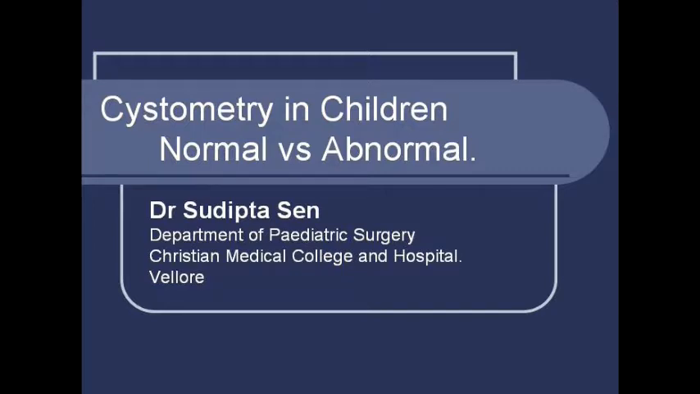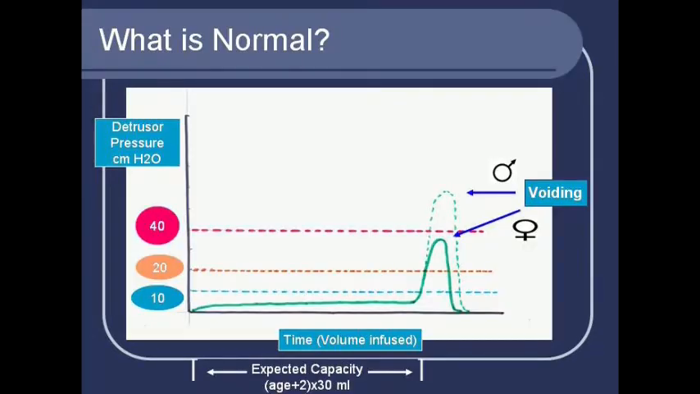Thank you, Santosh. Now, what is normal? I think enough has been said about what is normal. I just give a very simple diagram. On one hand we have detrusor pressure, on the other we have time infused, which is a function of volume infused. And normally in normal children, it rises only a little bit until the child reaches the expected capacity, for which any formula can be used. This is a useful formula which we use. And the child voids.